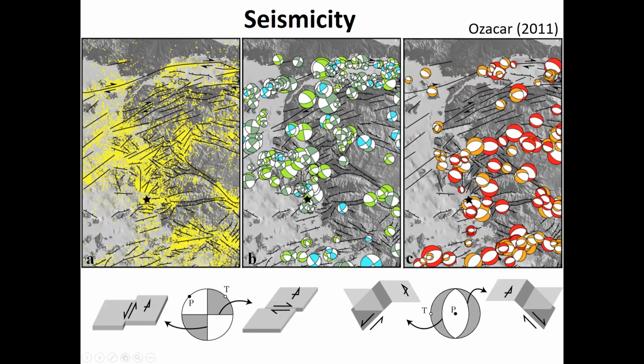If you look at the compiled catalogs of extensional mechanisms, shown in reddish colors, you can see these mechanisms are also along the grabens, and northeast to north-south extension is indicated. The star represents our earthquake location, and you can see both mechanisms dominating the region. Both strike slip motions and normal faulting, extensional motions, are active and coexist in the region.